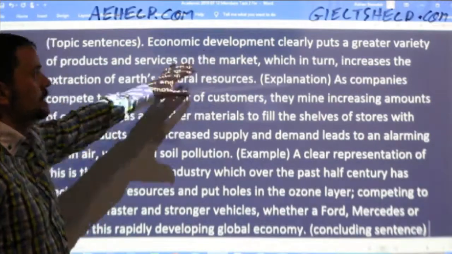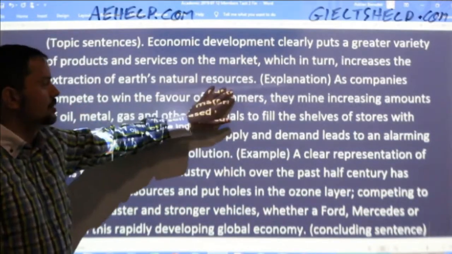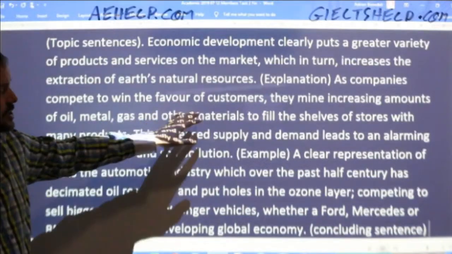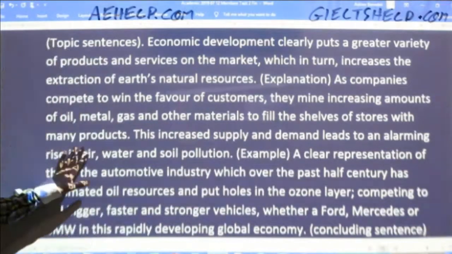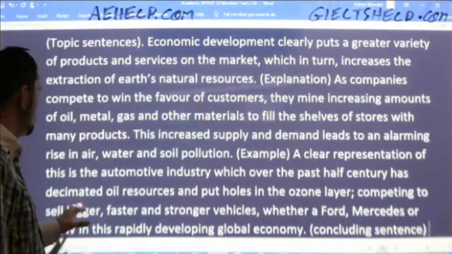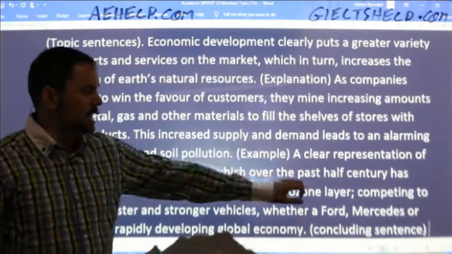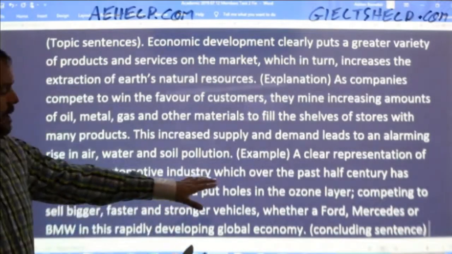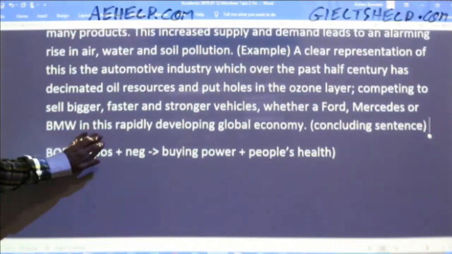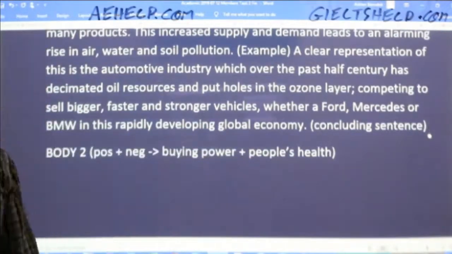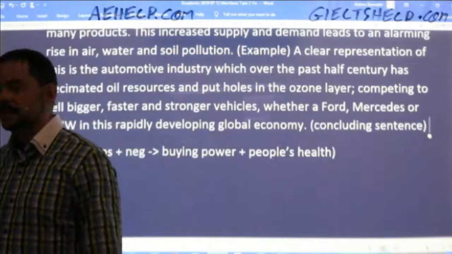So economic development clearly puts a greater variety of products and services on the market, which in turn increases the extraction of Earth's natural resources. As companies compete to win the favor of customers, they mine increasing amounts of oil, metal, gas, and other materials to fill the shelves of stores with many products. This increased supply and demand leads to an alarming rise in air, water, and soil pollution. A clear representation of this is the automotive industry, which over the past half century has decimated oil resources and put holes in the ozone layer, competing to sell bigger, faster, and stronger vehicles, whether a Ford, Mercedes, or BMW, in this rapidly developing global economy. Okay, so what would be a good connecting or concluding sentence?